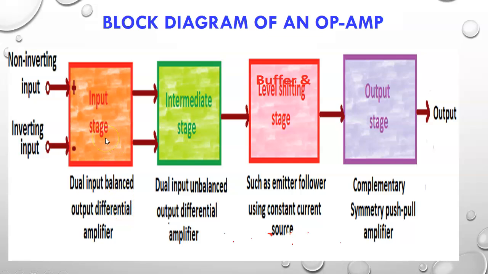In the input stage, a differential amplifier is present. In the intermediate stage also, a differential amplifier is present. In the first stage, most of the voltage gain is provided, and additional voltage gain is provided by the intermediate stage. In the first stage, a dual input balanced output differential amplifier is used. In the intermediate stage, it is dual input unbalanced output, that is, dual input single output, so it is called dual input unbalanced. Here, 2 inputs and 2 outputs, so it is called a dual input balanced output differential amplifier.